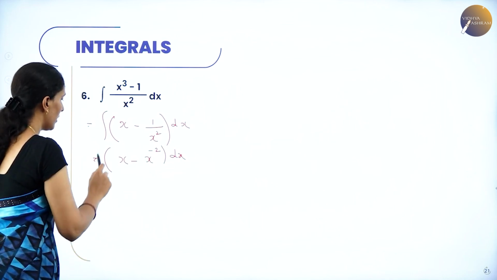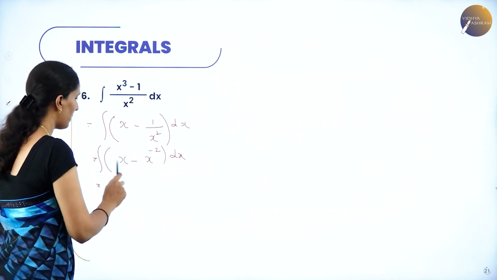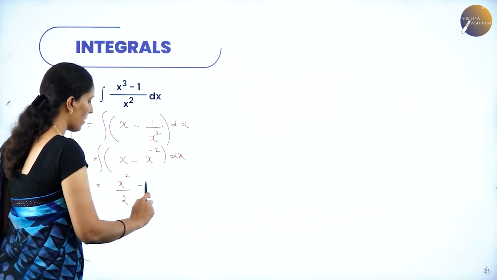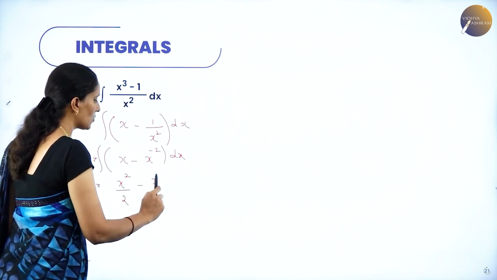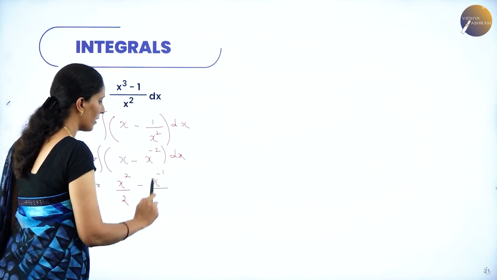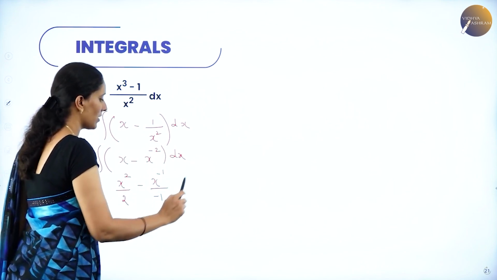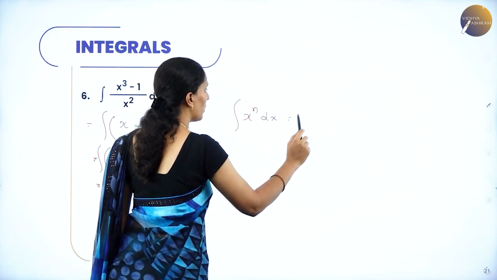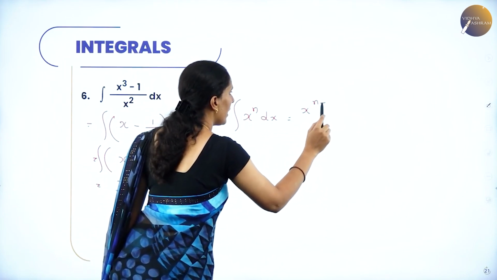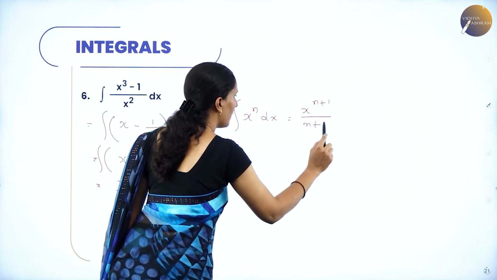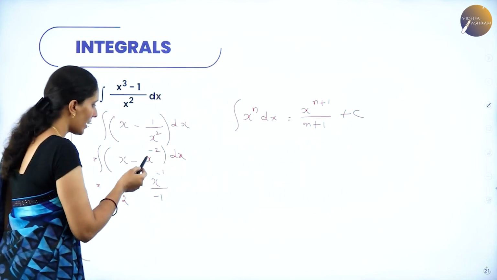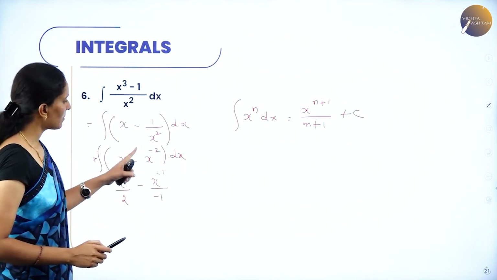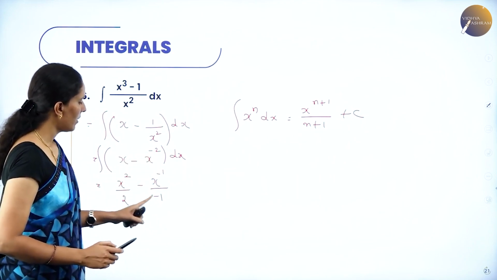So now the integral of x separately becomes x²/2, because it is 1 plus 1. For x to the power minus 2, we get x to the power minus 2 plus 1, which is minus 1, divided by minus 2 plus 1, which is minus 1. Remember, the integration of x^n with respect to dx is x^(n+1) divided by (n+1), plus c. Here I have taken the power into the numerator so that it becomes negative. Hence minus 2 plus 1 is minus 1.